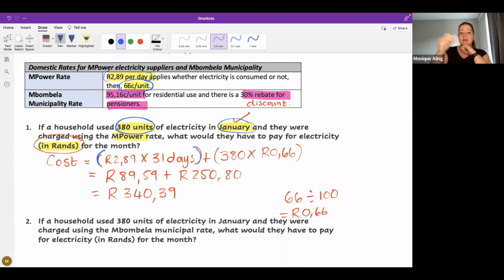Okay. And then according to what they say in the table, on top of that, they charge 66 cents for the number of units. So that's why I've done the second bracket and I've just added everything together. Okay, so all I've done is just taken the information and applied it to the 380 units. Let me know if that helps.